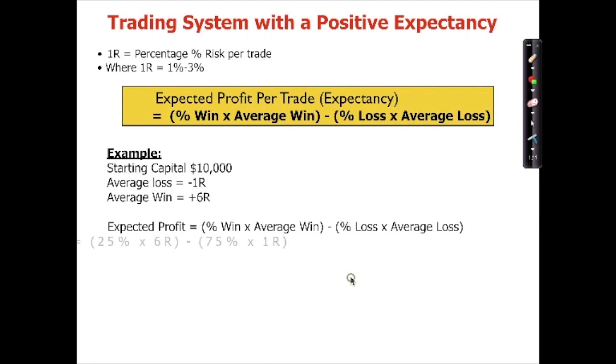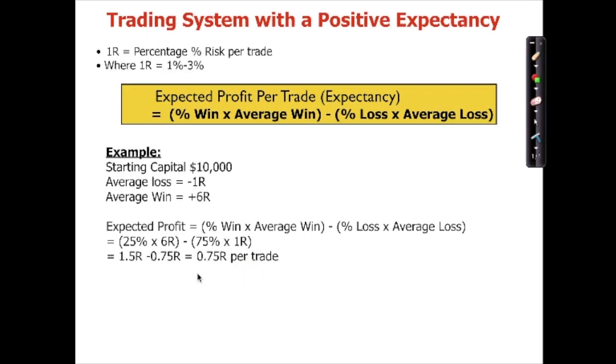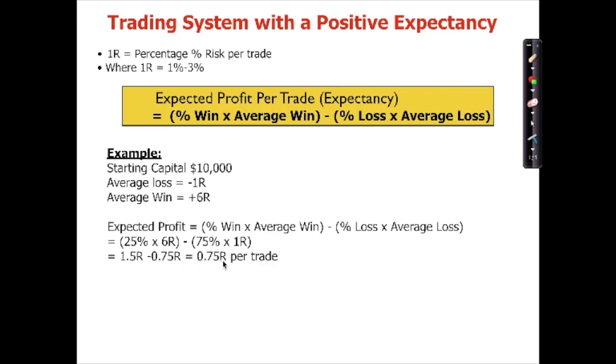So what happens if you have a win rate of 25%? In other words, out of 100 trades, you win 25 trades and you lose 75 trades. But each time you win, you win 6R, and you lose 1R. So if you calculate the expected profit, you get 0.75R per trade, which is still positive.